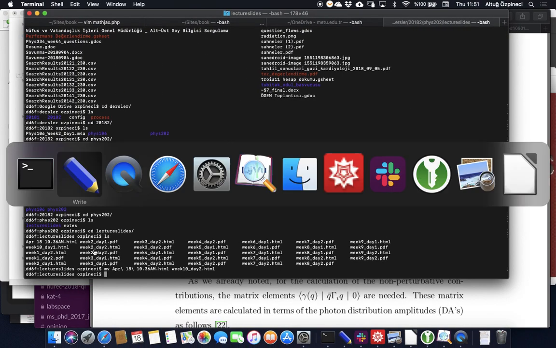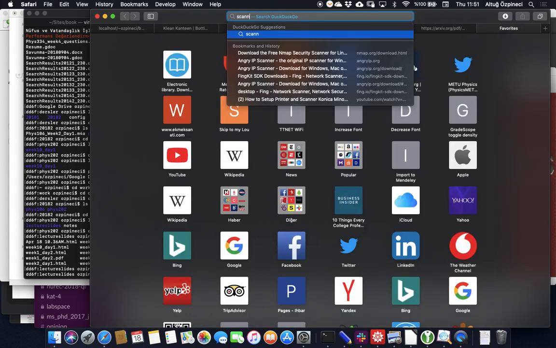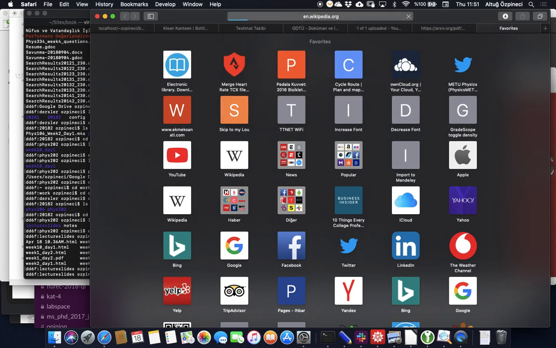Does the substrate have to be conductor? Yes. In this system, yes. Hocam bizde bundan var mı? Yes. We have two, I think.